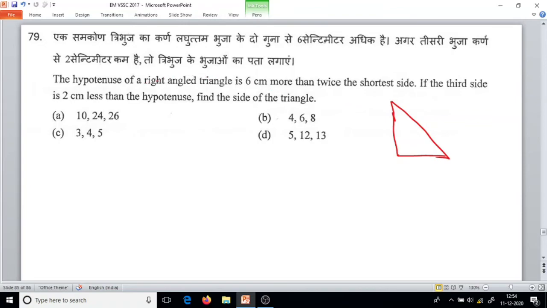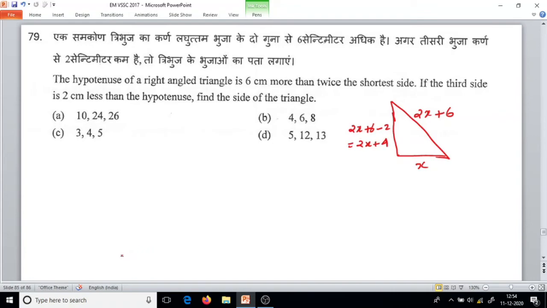The hypotenuse of a right angled triangle is 6 centimeter more than twice the shortest side. The third side is 2 centimeter less than the hypotenuse. Find the sides of the triangle. That means the shortest side is x, the hypotenuse is 2x plus 6, and the third side is 2x plus 6 minus 2, that is 2x plus 4.